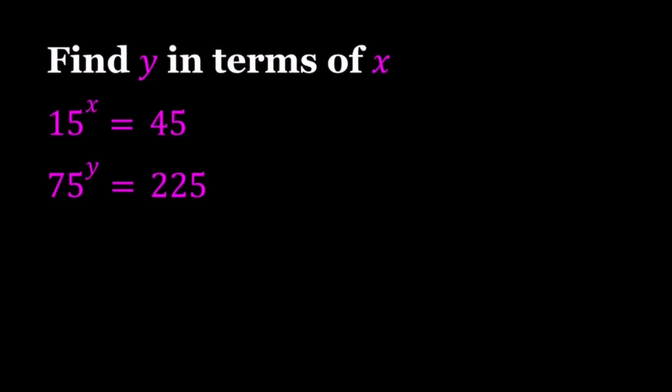Hello everyone. In this video we're going to be solving for y in terms of x. We have a system: 15 to the power x equals 45 and 75 to the power y equals 225. And we're going to be solving for y in terms of x. So I'll be presenting two methods, and let's start with the first one.